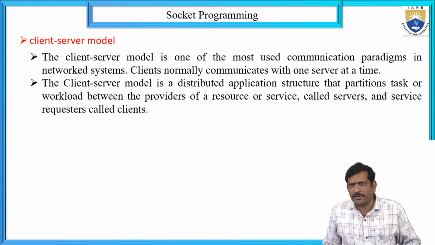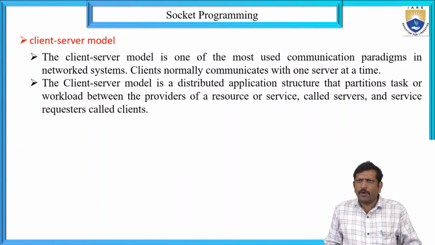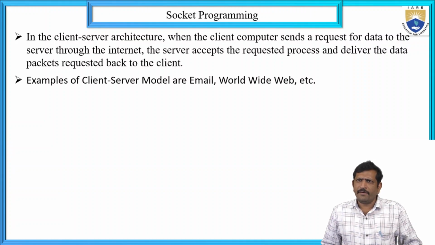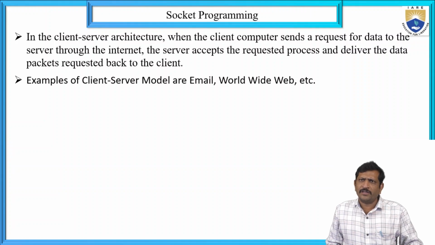Clients are always requesting the service, and servers are always providing whatever the client has requested. In the client server architecture, when the client computer sends a request for data to the server through the internet, the server accepts the request, processes it, and delivers the requested data packets back to the client. Examples of the client server model are email and the world wide web.